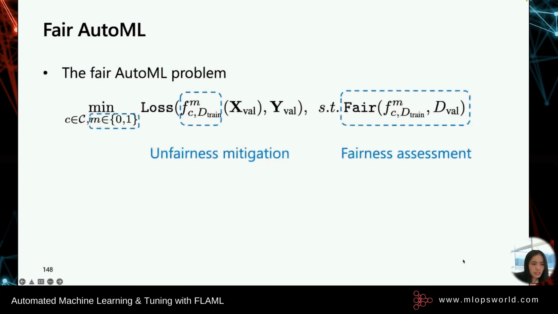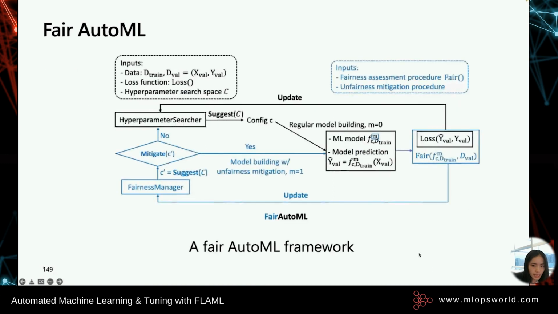So considering this complex impact of unfairness mitigation on model training, the fair AutoML problem becomes non-trivial. In our work, we propose this fair AutoML formulation in which we explicitly take the fairness assessment and whether to perform unfairness mitigation into consideration. Based on our case study and our problem formulation, we proposed a general fair AutoML framework.